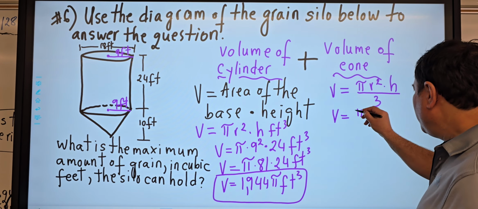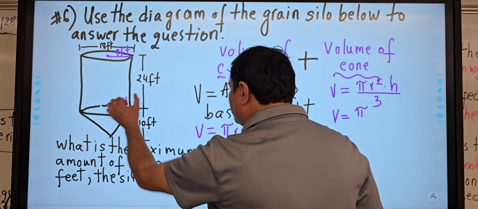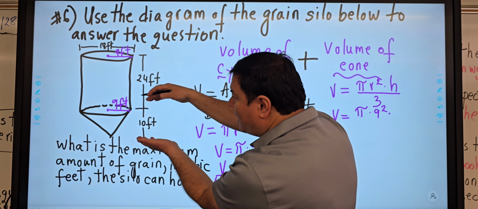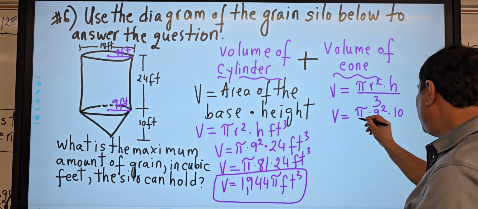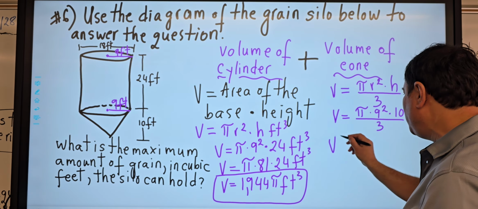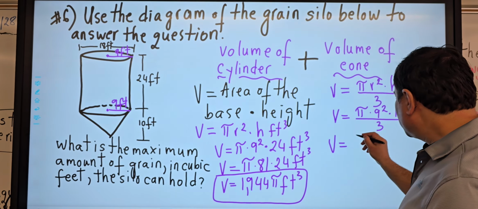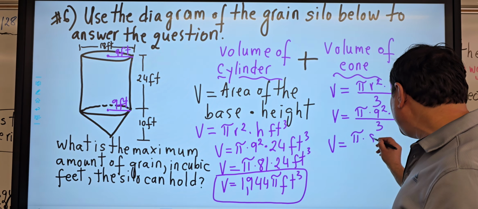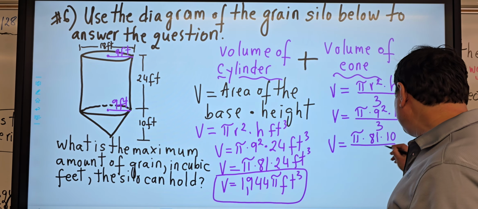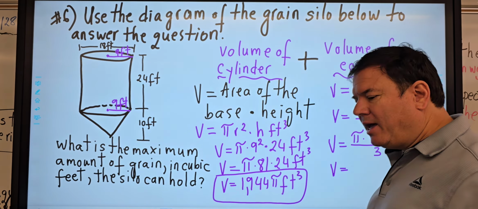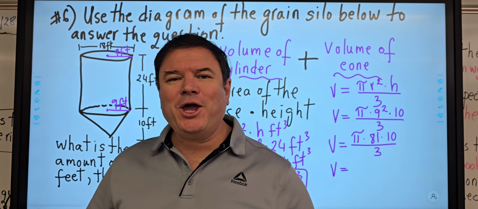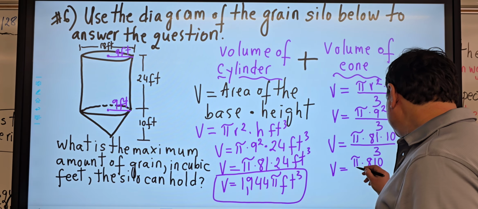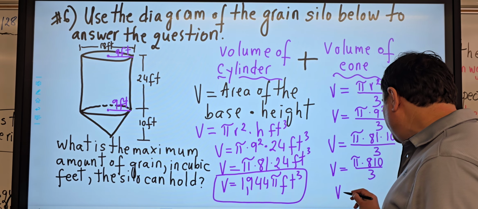So we still have pi, r is the same, which is 9 feet, so it's going to be 9 squared times, the only thing is the height here is 10. So times 10, and everything is going to divide by 3. And let's see what we get. It's going to be pi, 9 squared is 9 times 9, which is 81. So times 81 times 10, all divided by 3. And 81 times 10 is going to be 810. So here we have pi times 810 divided by 3.